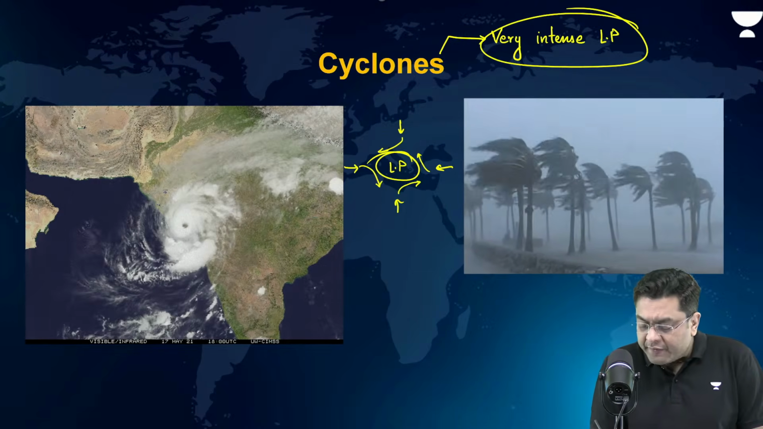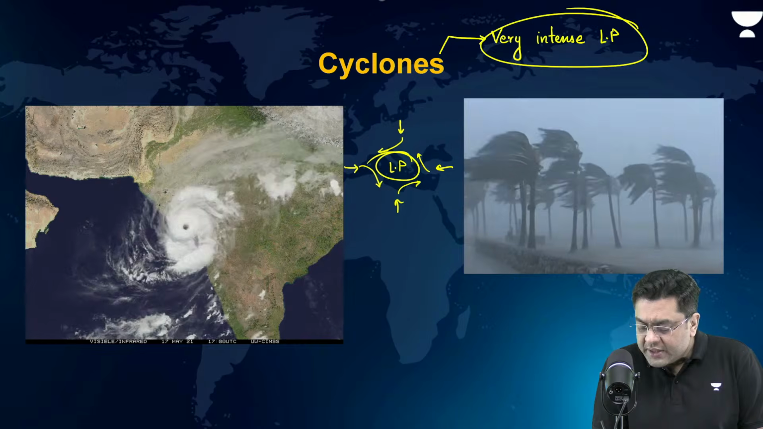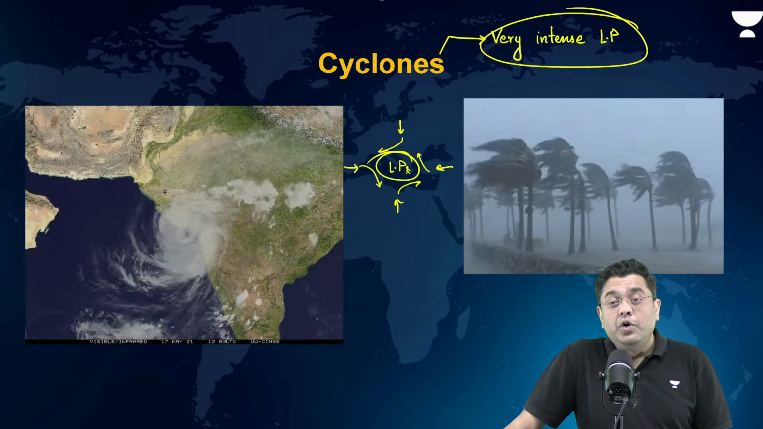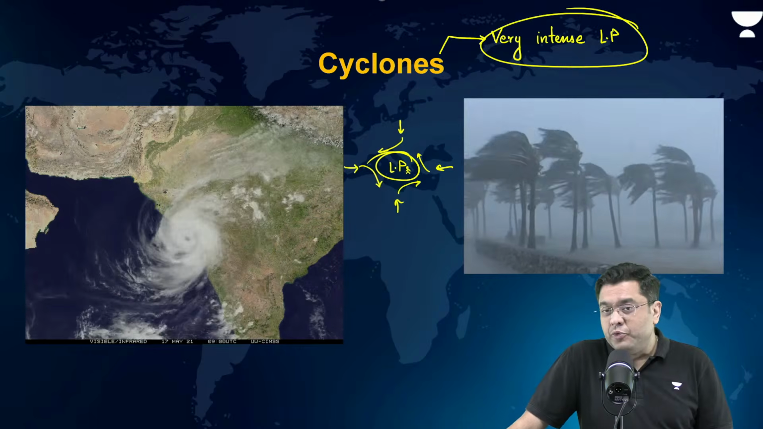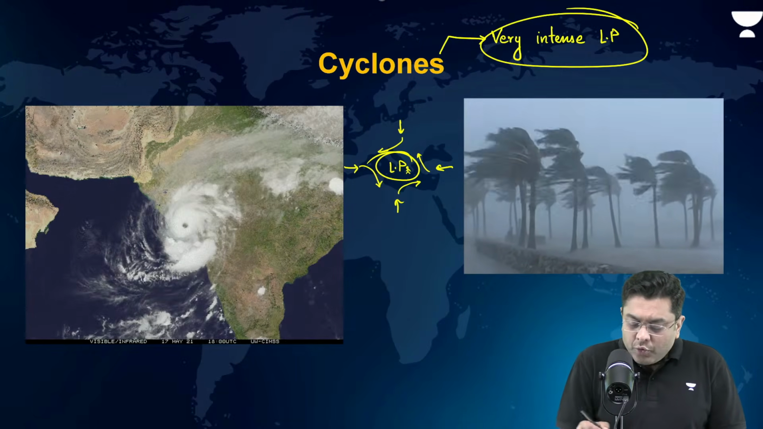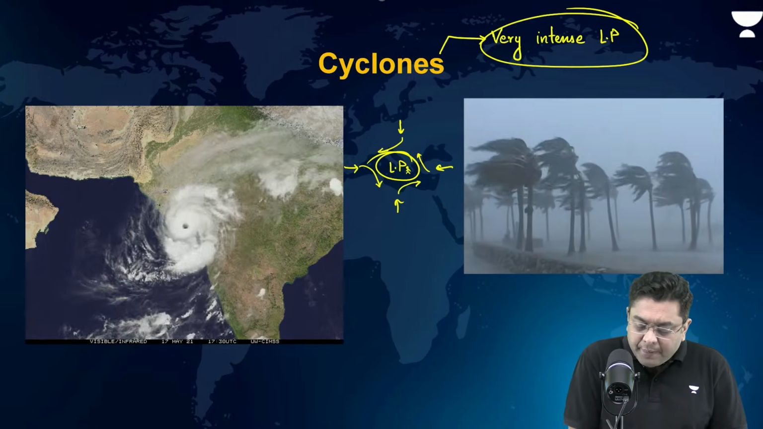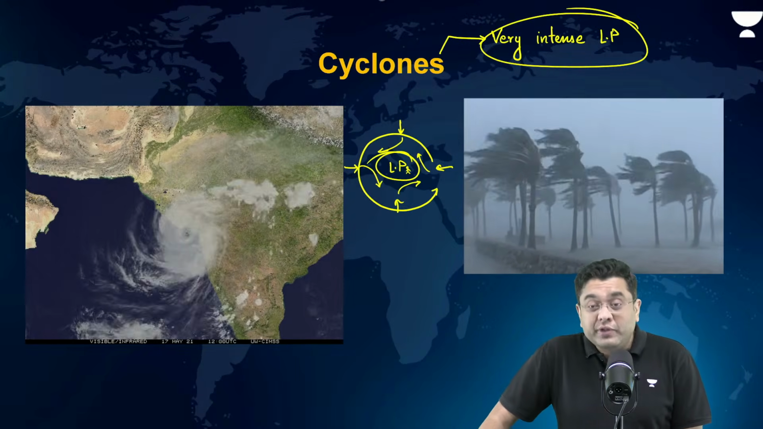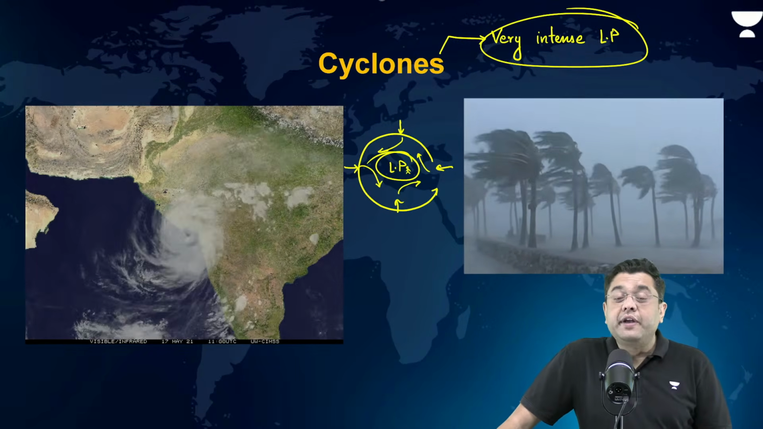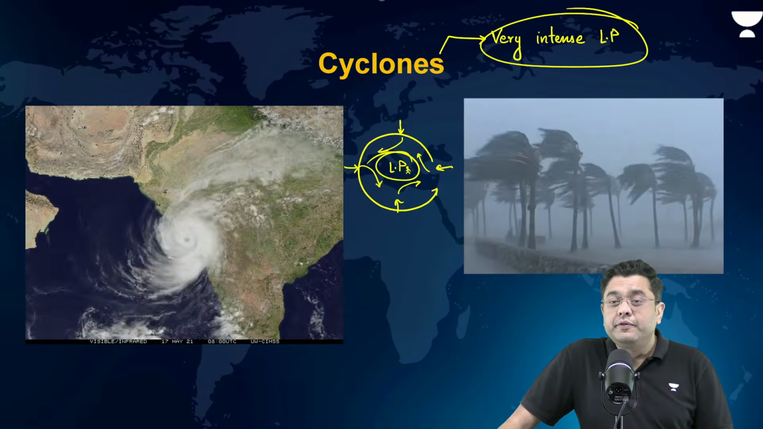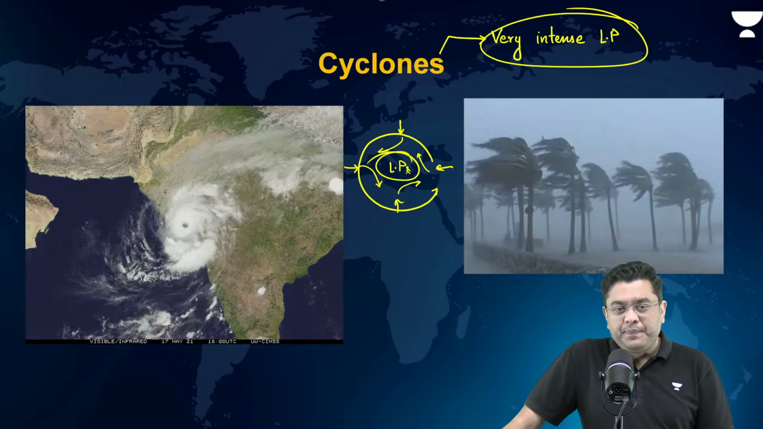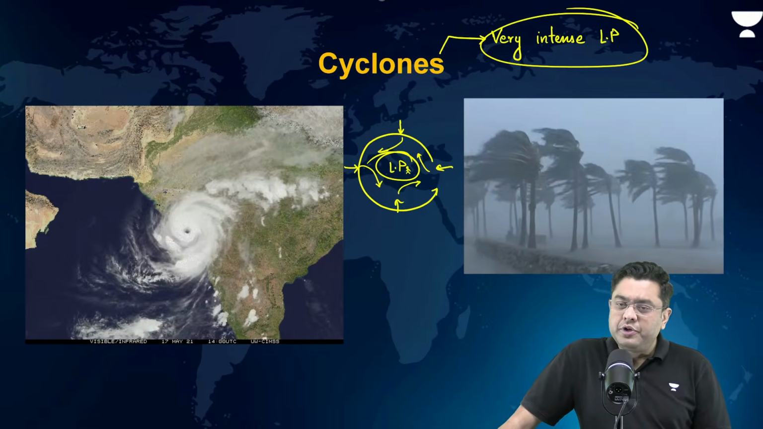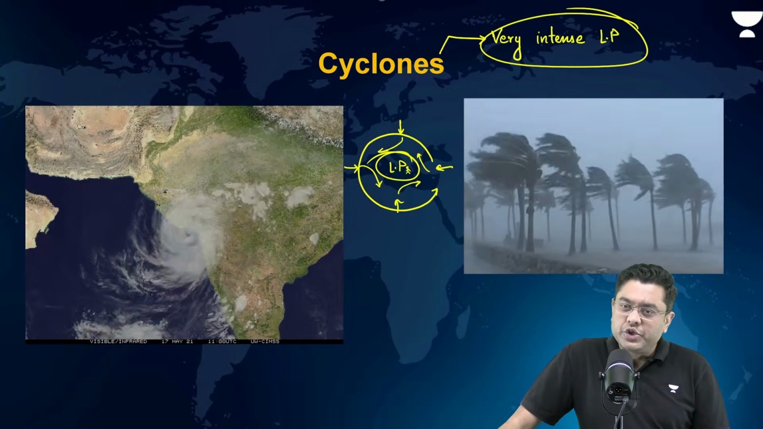So, over a period of time, let's suppose I make one of you stand at the center of the low pressure and ask you what is the direction of the wind movement. For you, who is standing at the center, the wind will appear to move like this in a circular motion. So, that circular motion is referred to as the case of cyclone. Okay, that circular motion refers to a cyclonic circulation.